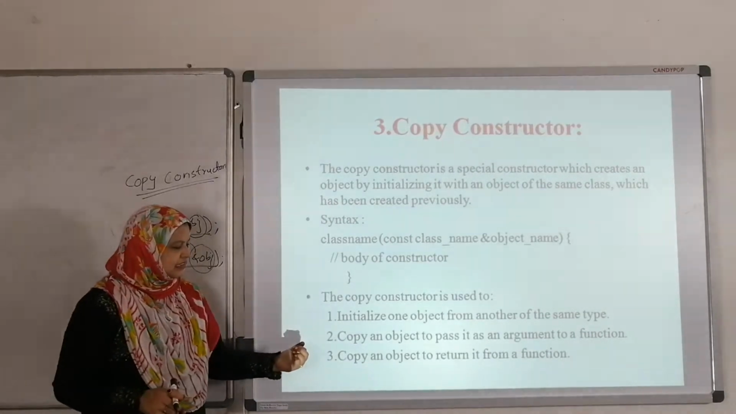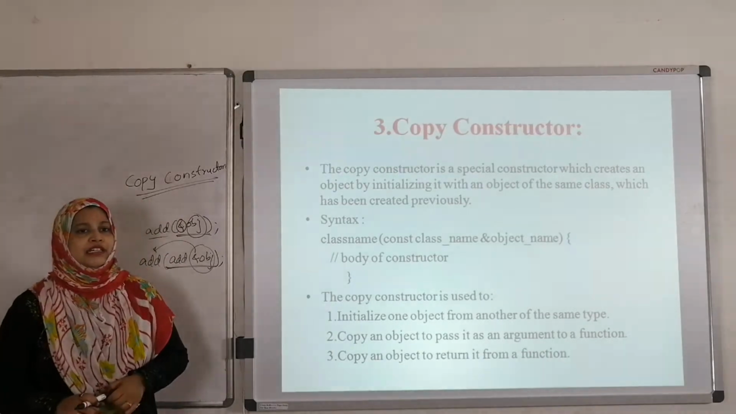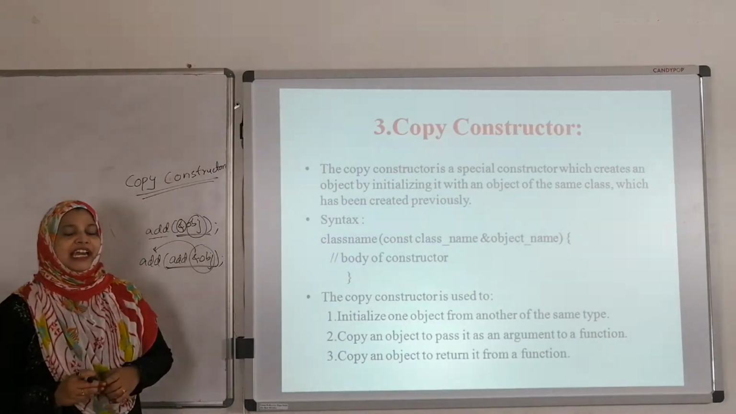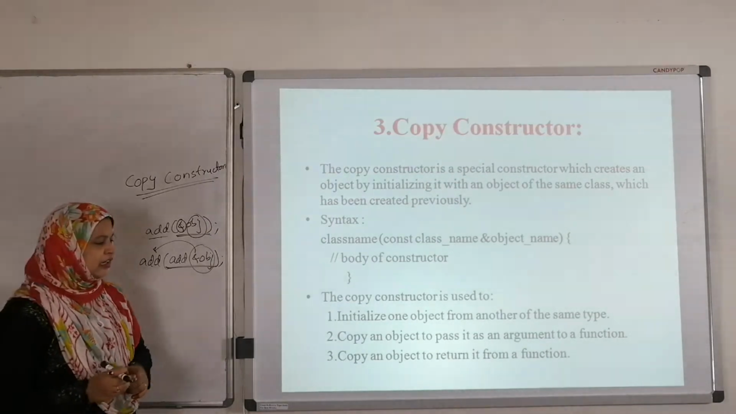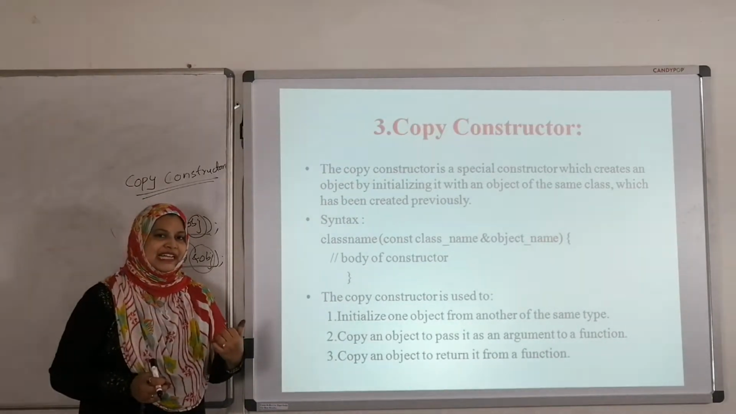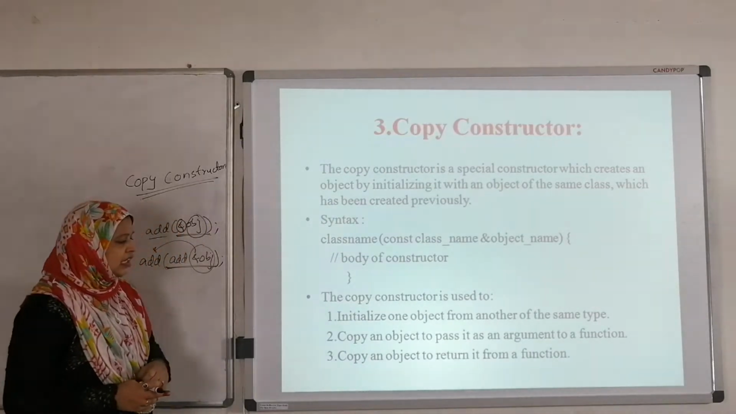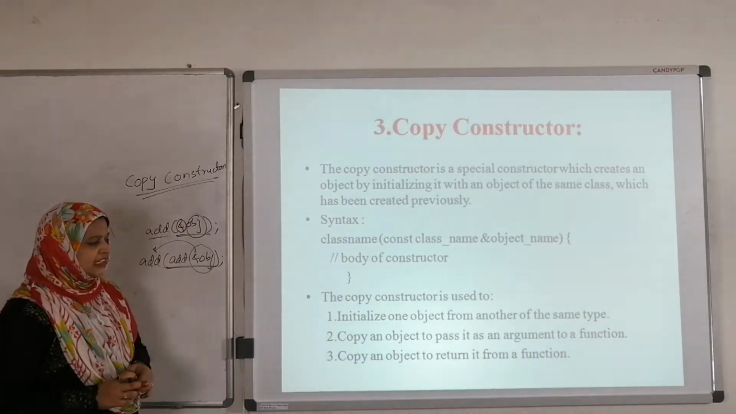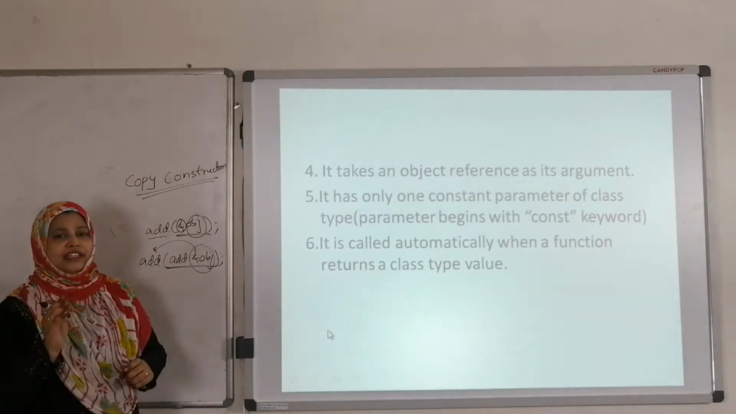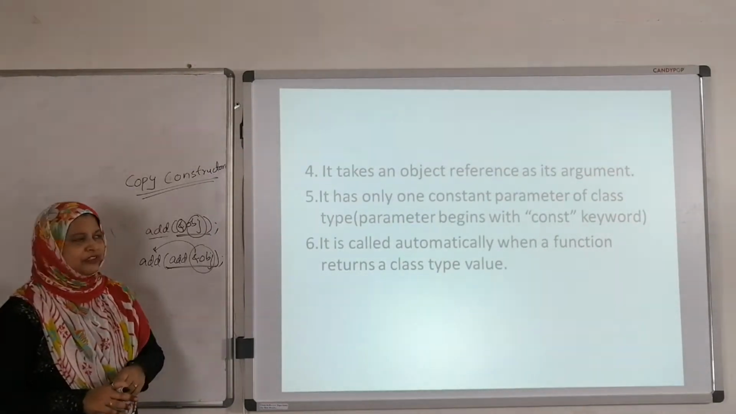We can copy an object to pass it as an argument to a function. In previous functions, we couldn't pass an object as an argument, whereas with the copy constructor we can pass the object as an argument. We can also copy an object to return it from a function, and we can pass the object to the particular constructor.